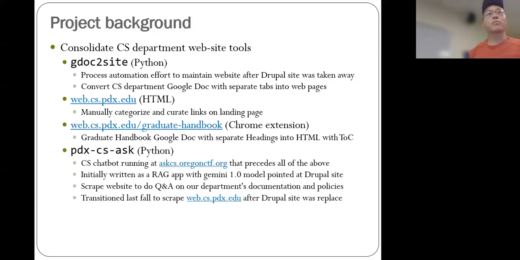And then this site precedes all of this. So I had this CS department chatbot, and I had pointed it to the old Drupal. And so you can go see it there at askcs.org and ctf.org. And this was initially written as a retrieval augmented generation application with the initial Gemini model. So this is really old, at least 2 years old, and it was pointed at the Drupal site.